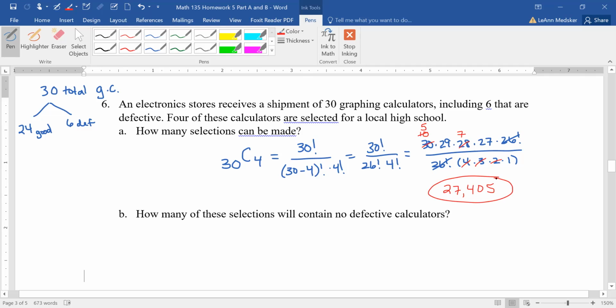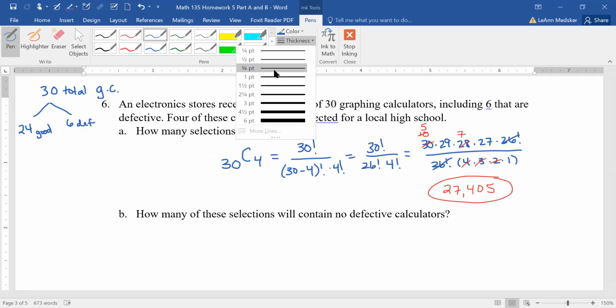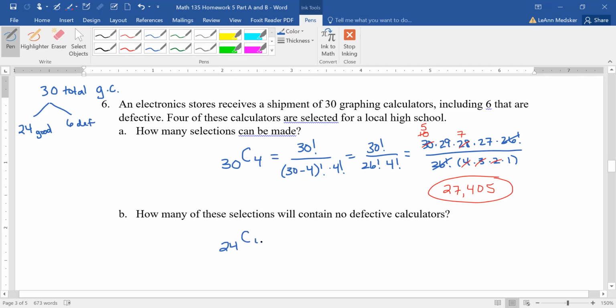Now, this is just if they blindly grabbed 4 calculators, not caring if they were good or bad, and just took them. There's 27,405 ways that could happen. How many of those selections would have been a grouping that had no defective calculators? Well, to do no defective, that means we want to know specifically, did I choose all 4 from the good pile? So this would be 24 choose 4. And if you want, you could also write 6 choose 0. That always ends up being 1 when you do a choose 0. If you work the formula out, you can see that.